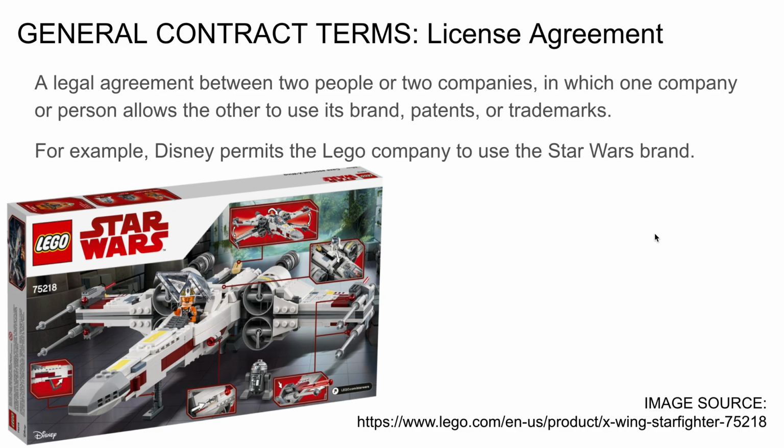Okay, moving on, we're going to be looking at license agreement. A license agreement is a legal agreement between two people or two companies in which one company or person allows the other to use its brand, patents, or trademarks. A good example of this is Disney permits Lego, the Lego company, to use the Star Wars brand. Disney owns the Star Wars brand, and Disney allows Lego to use it. So there's a license agreement right there.